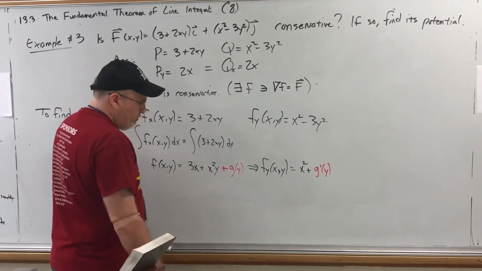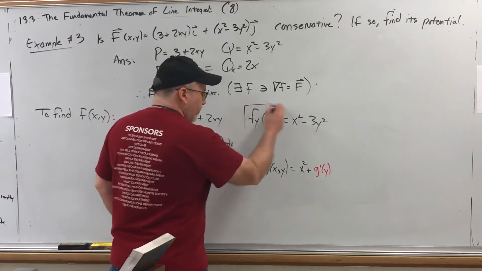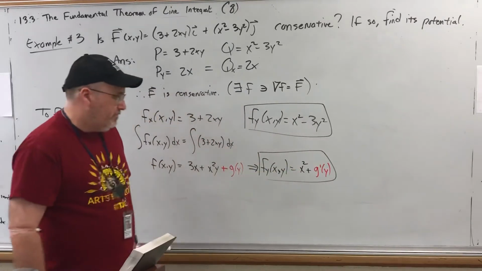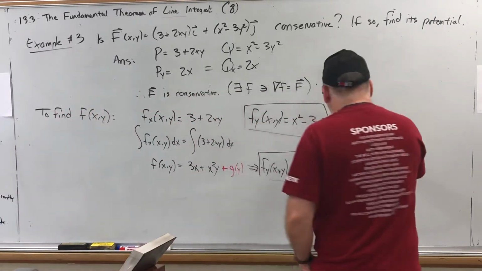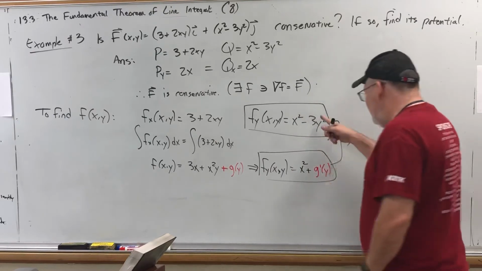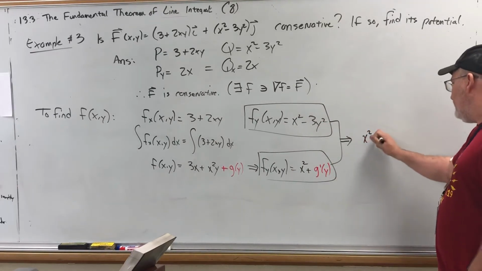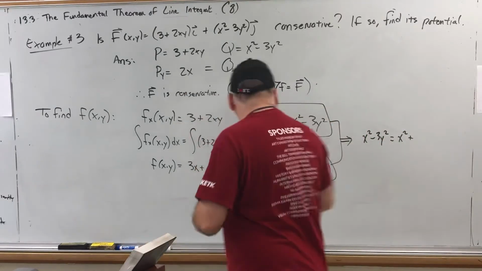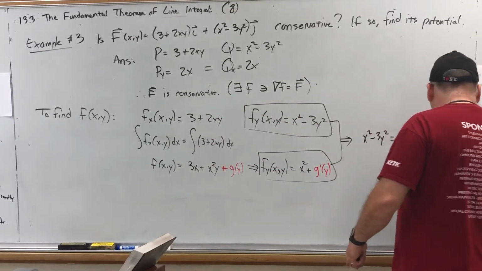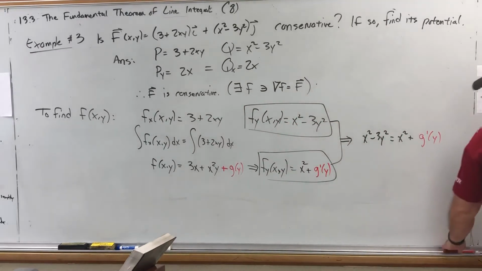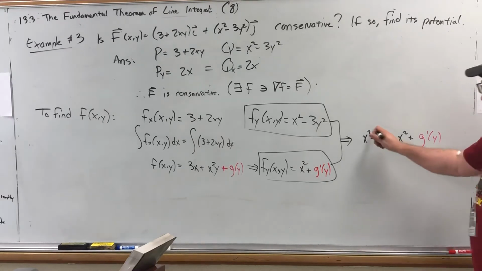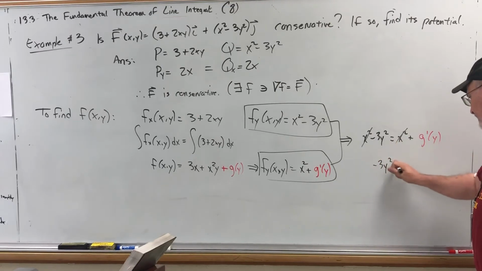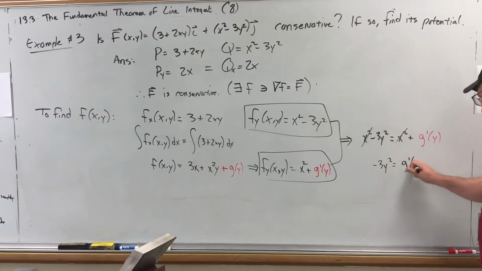So how does that help us? Well, now we know two things about the partial derivative of f with respect to y. It's equal to this and it's equal to this. Well, the only way that can happen is if those things are equal to each other. So collectively, these two things imply that x squared minus 3y squared is equal to x squared plus the derivative of g of y. And now we can solve for this derivative of g of y. The x squareds cancel. They should, because this should only be a function of y. So negative 3y squared equals g prime of y.